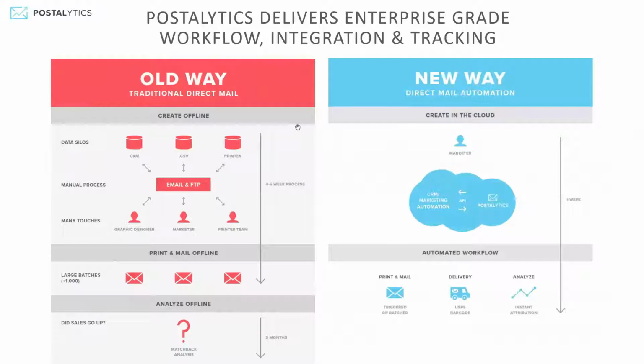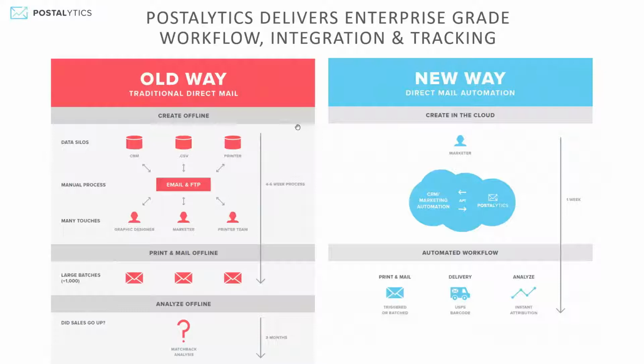But with Postalytics, we're doing it all in the cloud using software. A marketer can log into Postalytics, create a campaign in a few minutes, and then get it out using our automated workflow capabilities. From the moment you say go, one week later, mail arrives in the mailbox. It can be triggered, meaning individual pieces of mail going out one at a time from a marketing automation tool, or you can batch it up and grab a list right out of your automation tool.